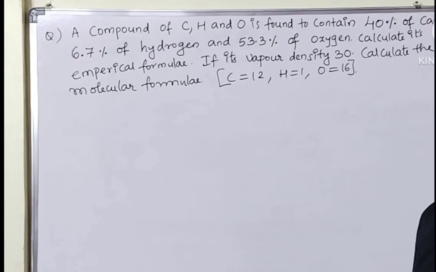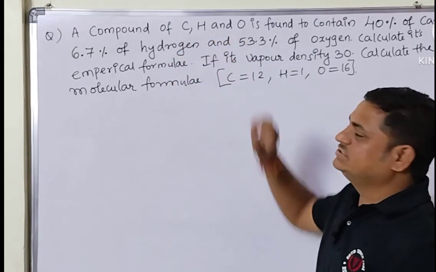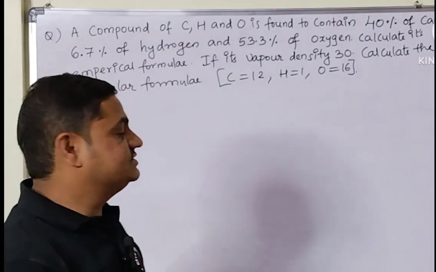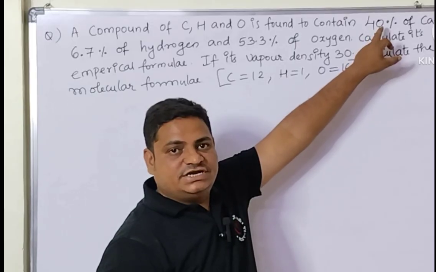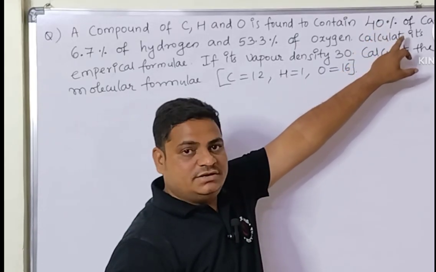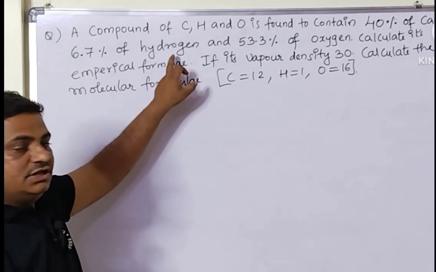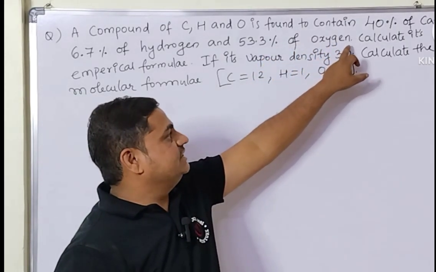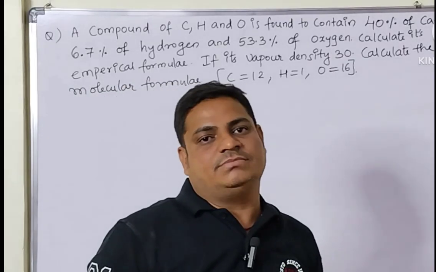See my dear students, one question we have given here: a compound of carbon, hydrogen and oxygen is found to contain 40% of carbon, 6.7% of hydrogen and 53.3% of oxygen. So basically, in the question they will give you the percentage compositions.